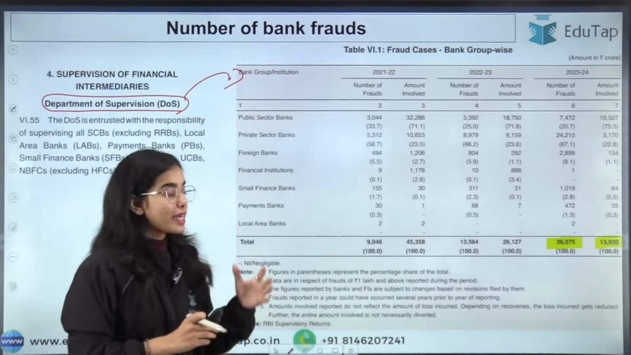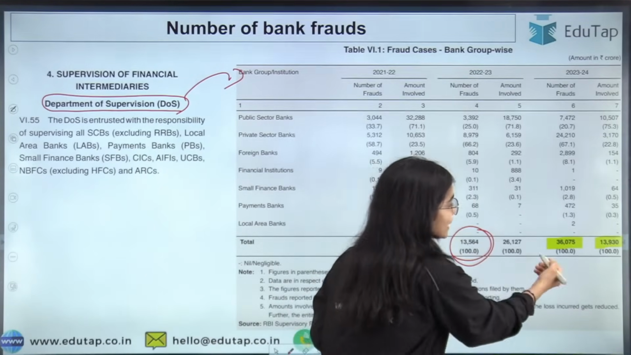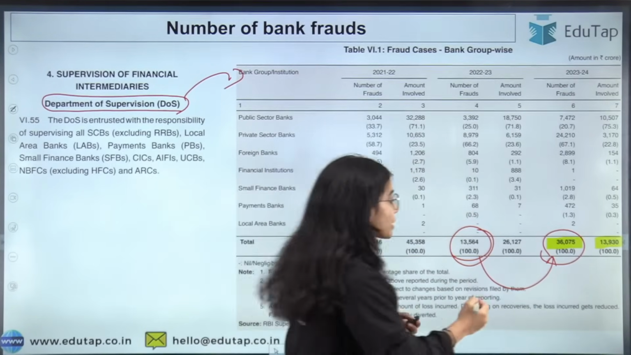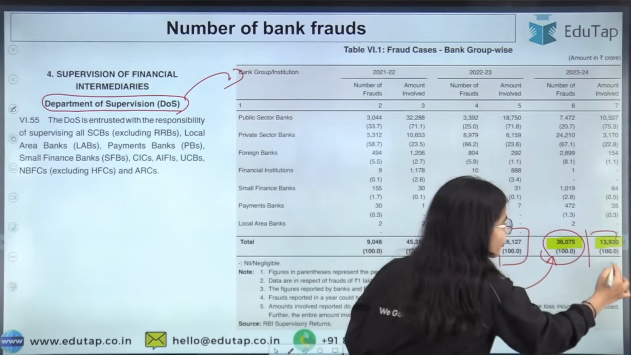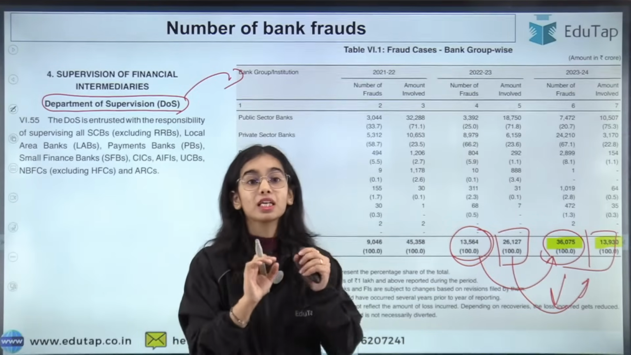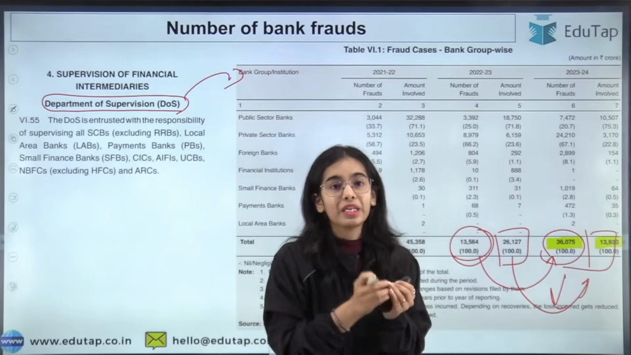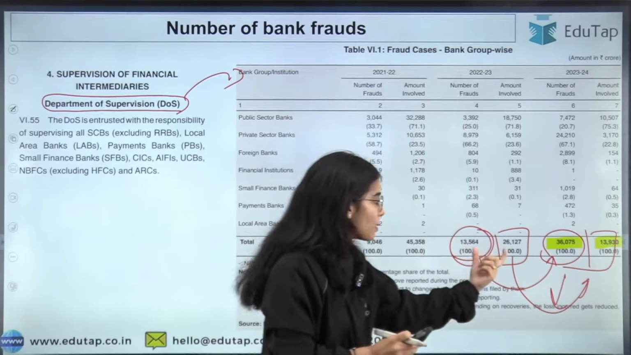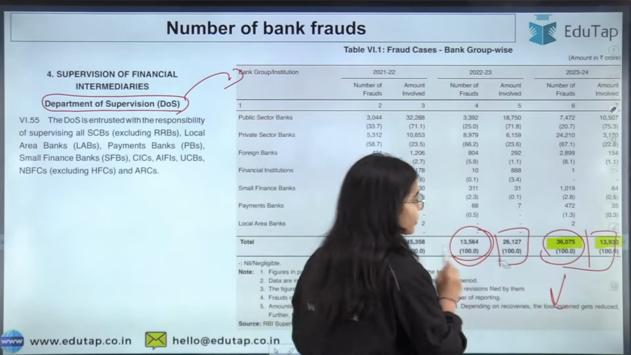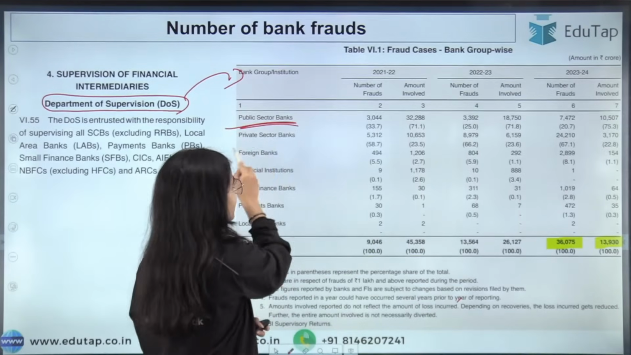Okay, so here you can see that the number of frauds has actually increased, but the amount of frauds has actually decreased. This is one thing that you have to remember: the number of frauds has increased, but smaller frauds are happening compared to the previous year, because the amount of fraud has decreased. Now, we compare the public sector with the private sector.